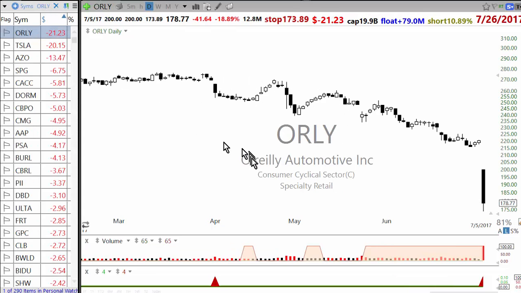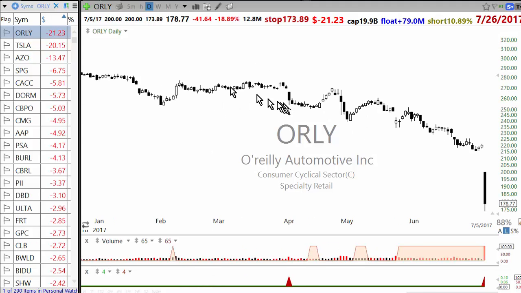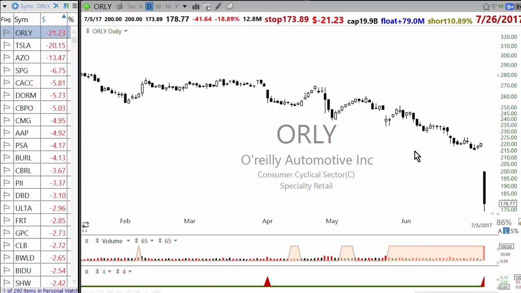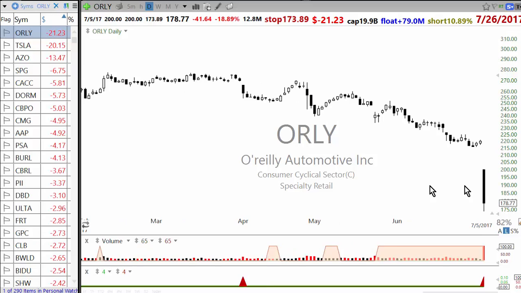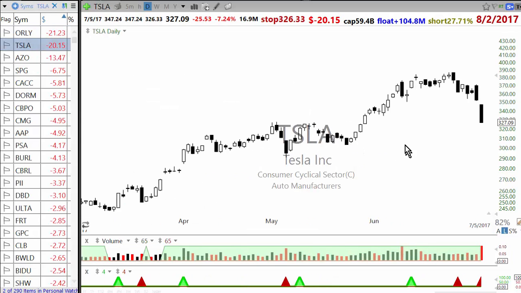Now you have O'Reilly Automotive. The stock has been down for some time, so it's dropped a lot. This is not the kind of setup one looks for. One looks for a setup which is really early in the trend, a continuation kind of setup. Here the stock is down almost 1, 2, 3, 4, 5, 6, 7 days. So again, this is not that kind of setup.